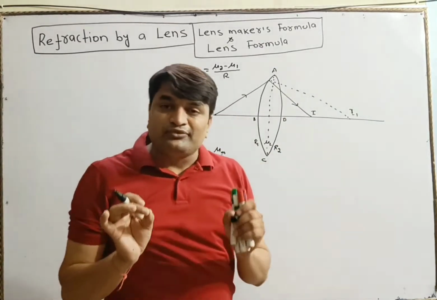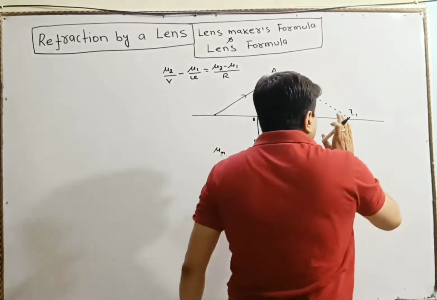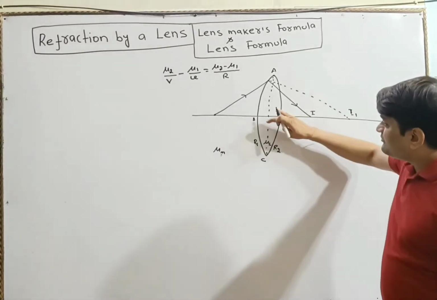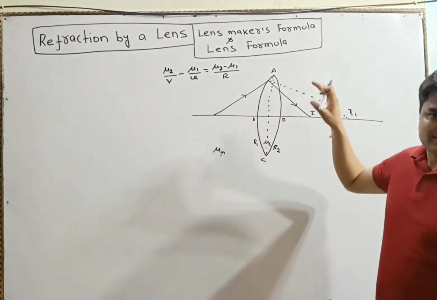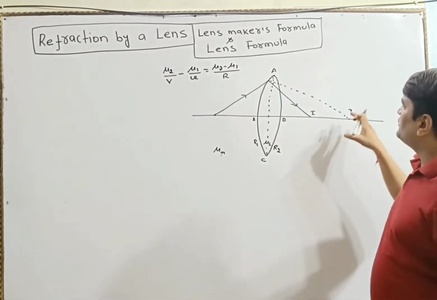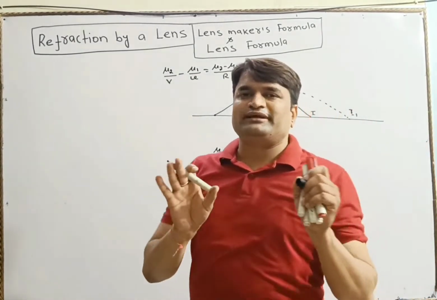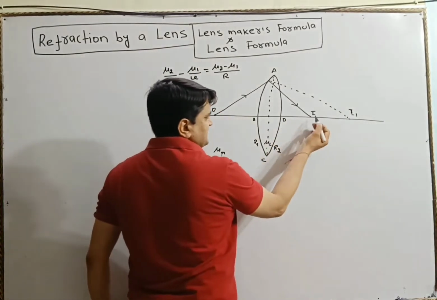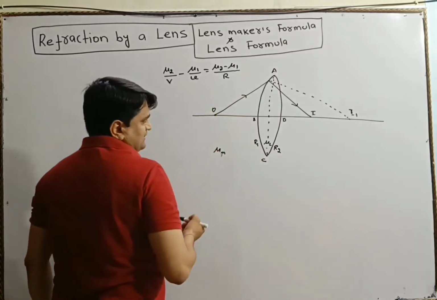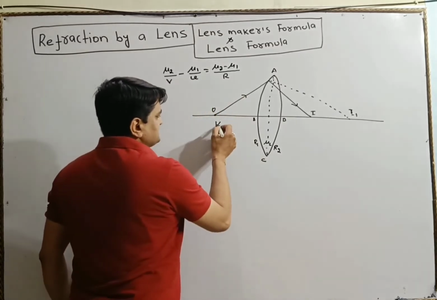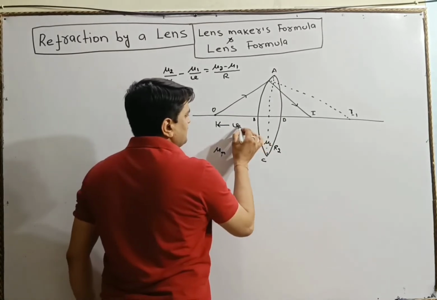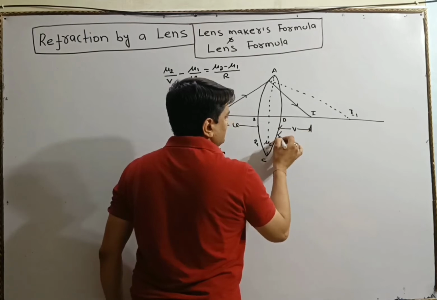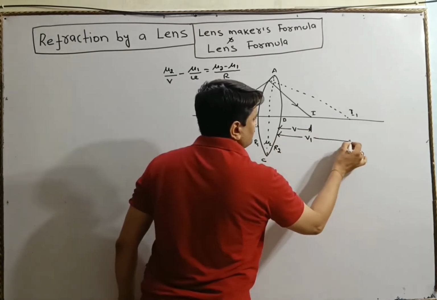The key point you have to remember in this derivation is that I1 is not in the mu m medium. It is in the mu l medium. It is within the lens. Okay, this is the key point. If you get this point, there is no problem in deriving the formula. Let this be O, this is I, and this is I1. This distance is U, and this distance is V, and this distance is V1.